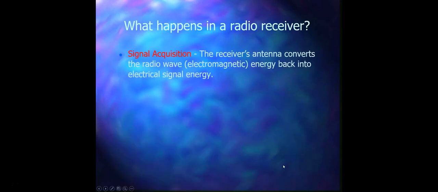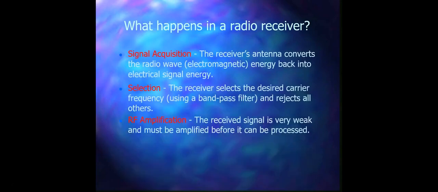What happens in a radio receiver? These are some other quick things we need to see. Signal acquisition: the receiver's antenna converts the radio wave energy back into the electrical signal energy. So signal acquisition is basically the signal which we receive at the receiver side, and that is called the acquisition of the signal.